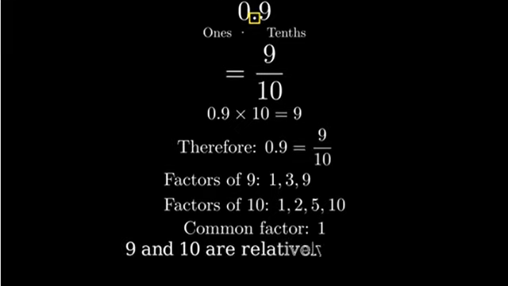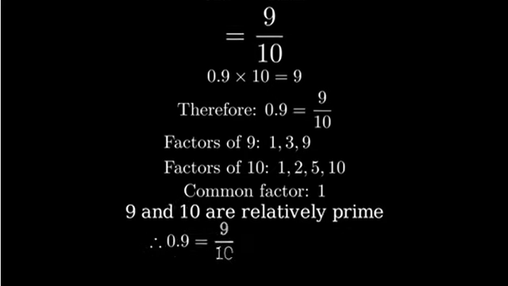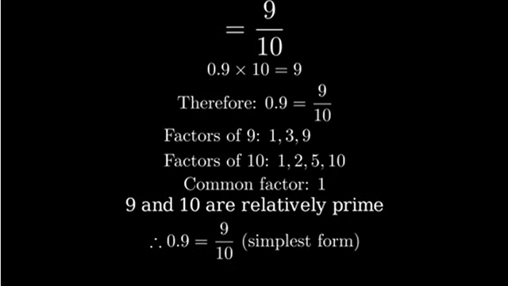When two numbers only share 1 as a common factor, we say they are relatively prime. This means that 9/10 is already in its simplest form. We cannot reduce it any further. So, we've successfully converted 0.9 to a fraction.